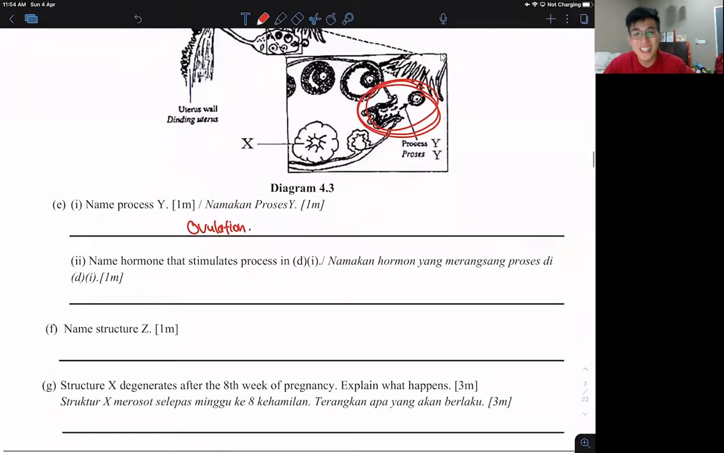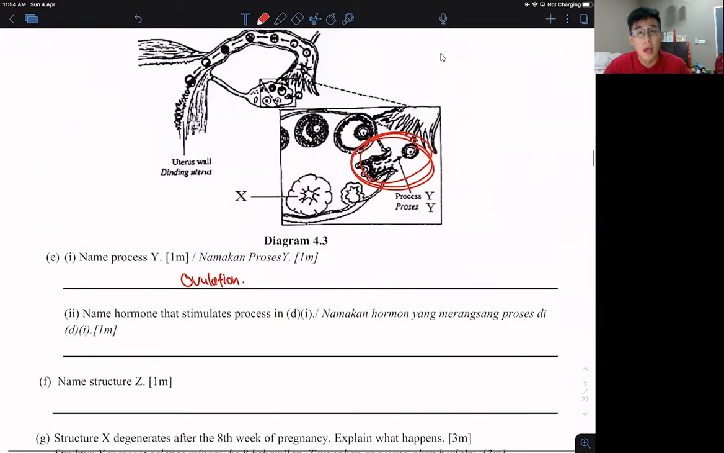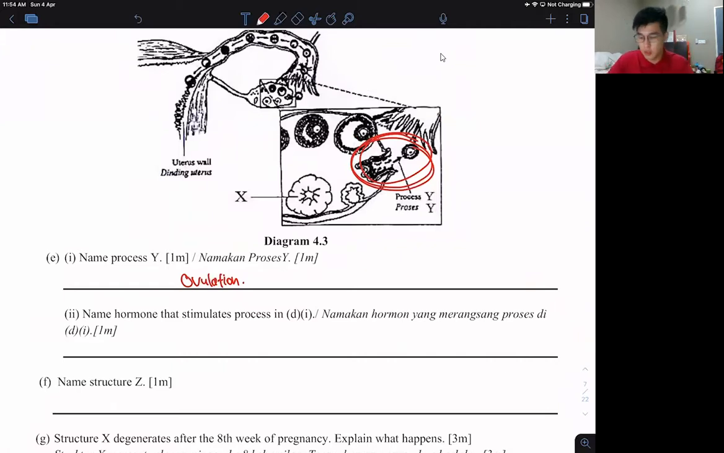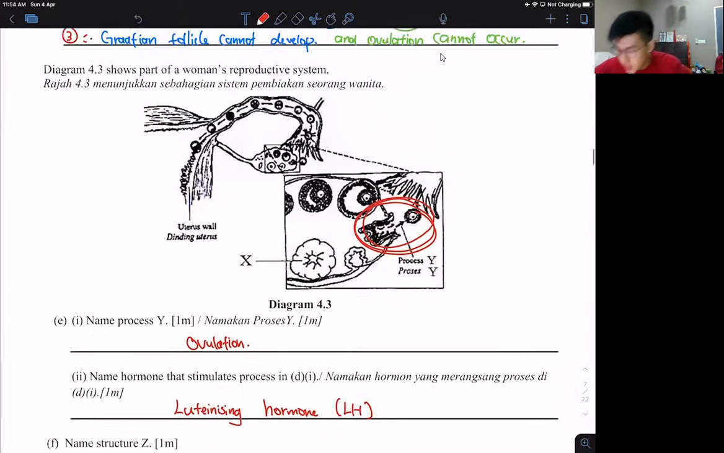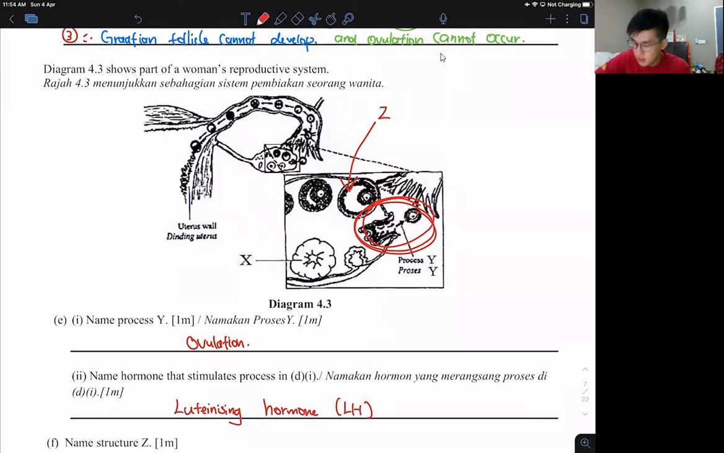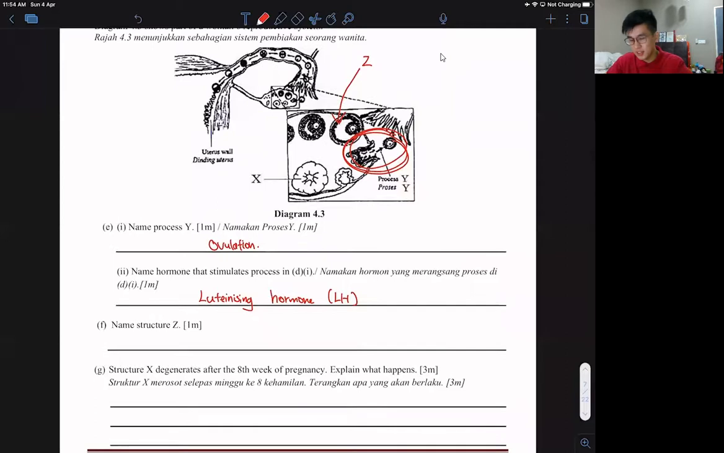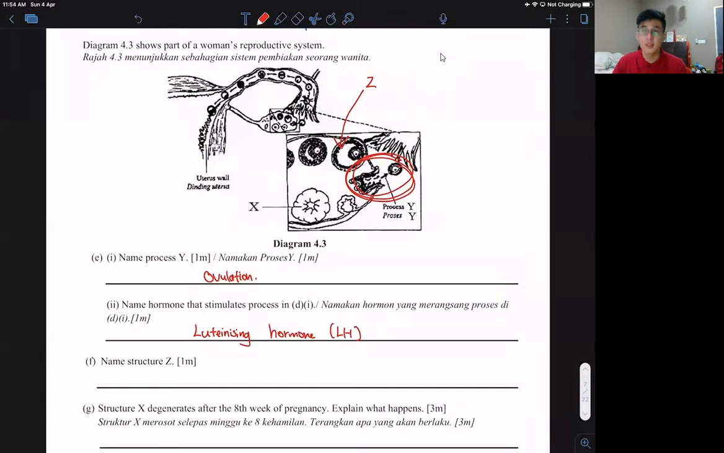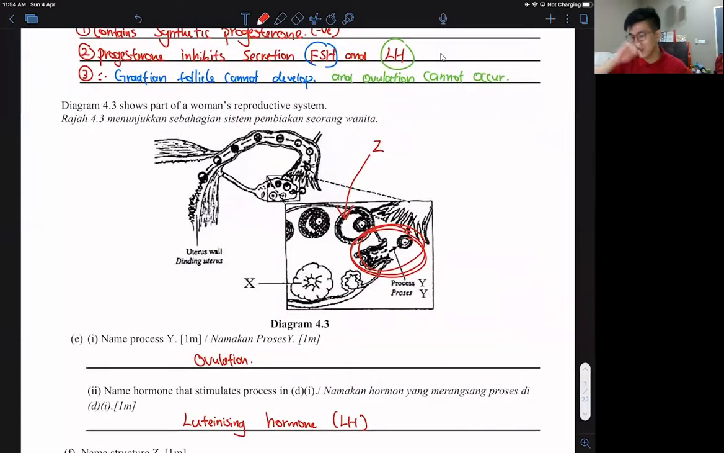Name the hormone that stimulates the process in D1. So what hormone stimulates ovulation? We only did it a few seconds ago. It's your luteinizing hormone, LH. Next one, name structure Z. Structure Z actually is this one. What is structure Z?